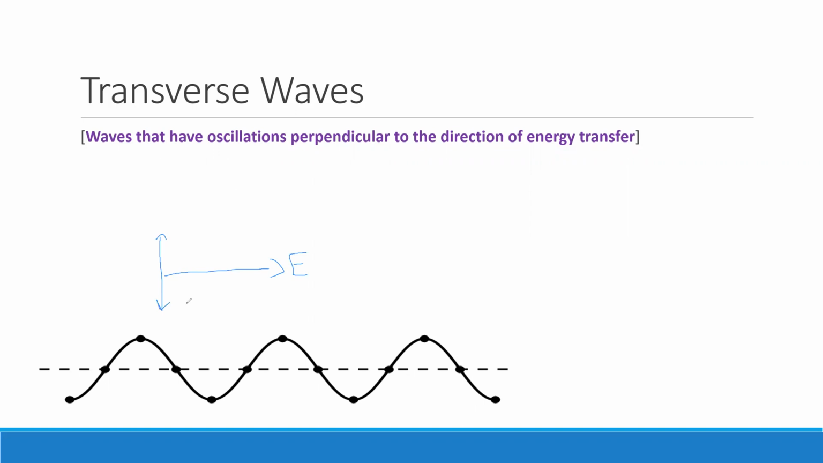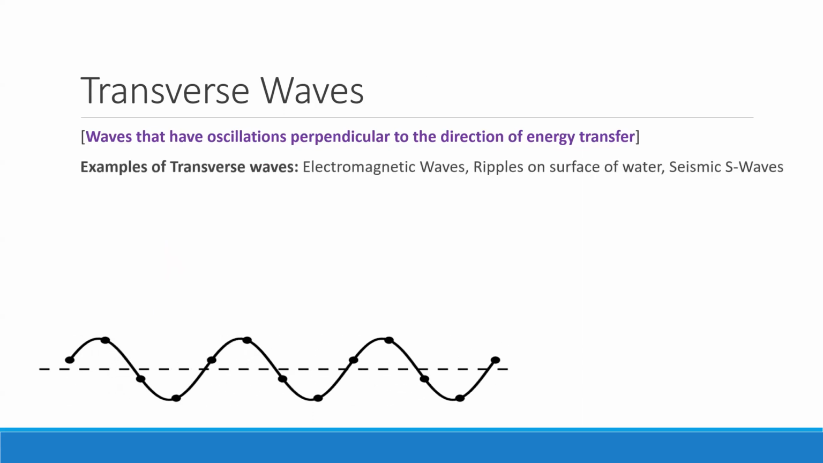So what we've noticed is that the oscillations are perpendicular, or we could say at right angles to the direction of energy transfer. So if any wave satisfies this condition, then we call it a transverse wave. So the wave is moving left to right. However, the particles or the oscillations are going up and down, and this is a transverse wave.